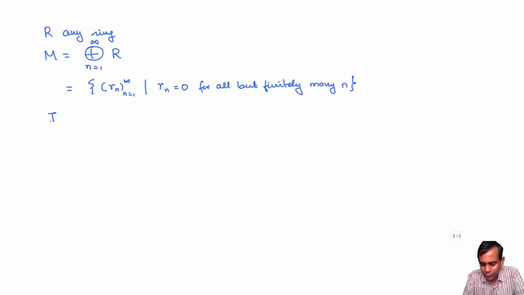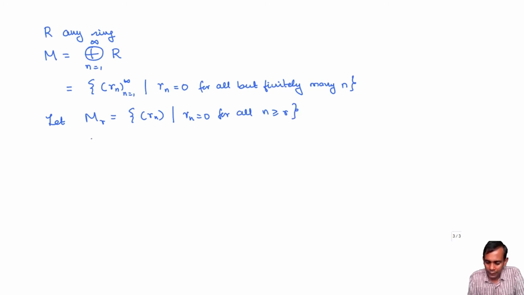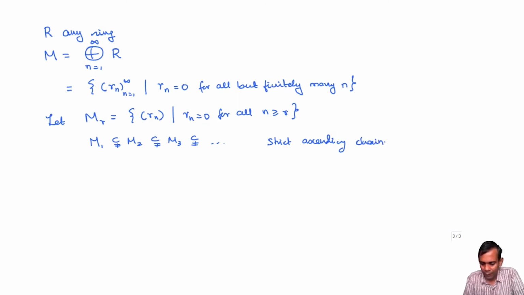Then inside M you can look at Mr to be the submodule consisting of sequences rn such that rn equals 0 for all n greater than or equal to r. Then we have M1 properly contained in M2, properly contained in M3, etc. So this is a strict ascending chain. Therefore, M is not a Noetherian R module.